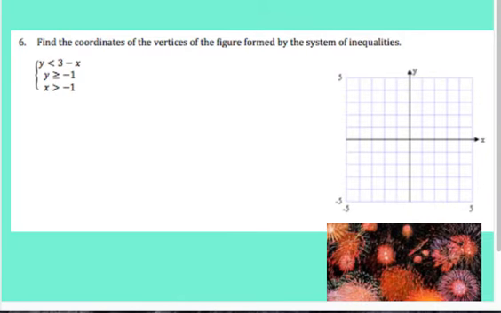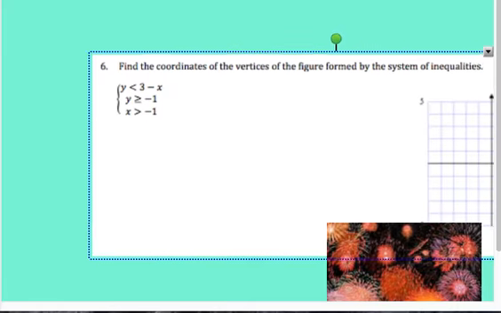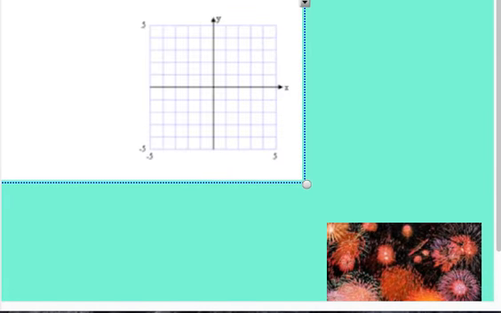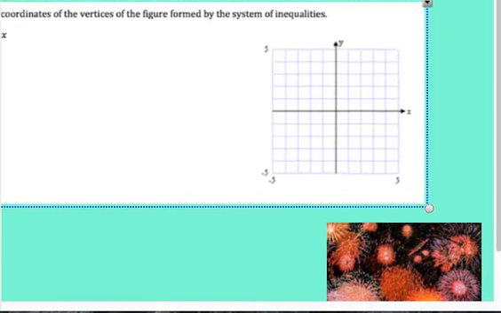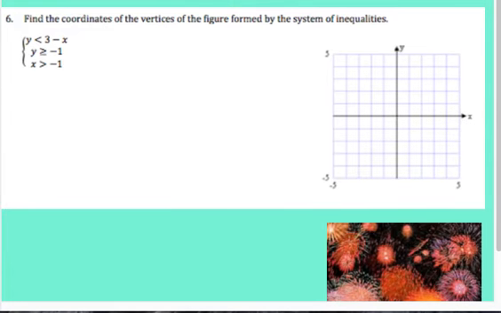Last one here. This one's a little bit different because we have three inequalities, which is fine. Let's see what we can do here. Okay, we'll just graph it. That first one we'll graph in blue. That's y is less than, now it's 3 minus x.